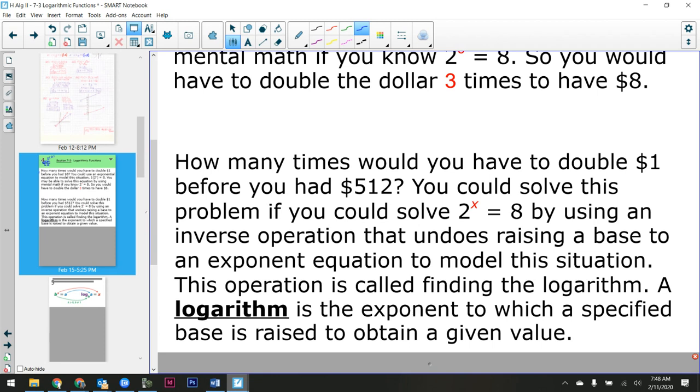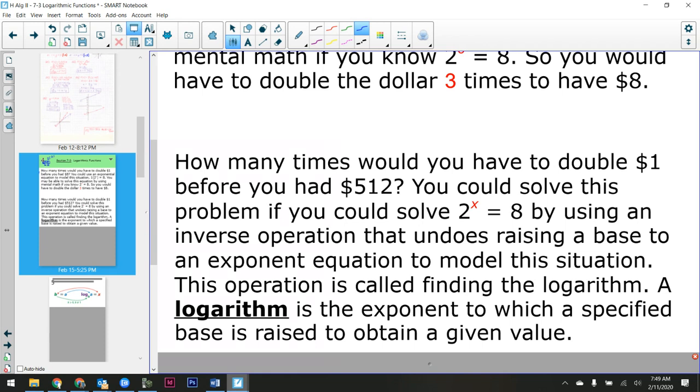Okay, so there's our formal definition of a logarithm. A logarithm is the exponent to which a specified base is raised to obtain a given value. A logarithm is an exponent. So that's an interesting starting phrase there. The logarithm is equal to the exponent. So now we're saying the base is actually very important. A logarithm is equal to the exponent to which a specified base is raised to obtain a given value.